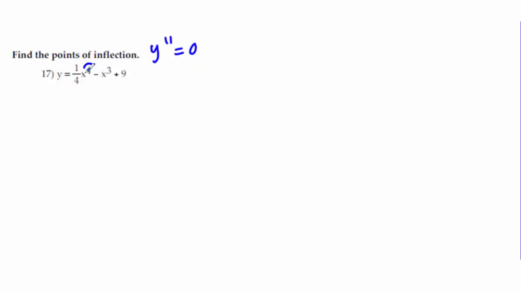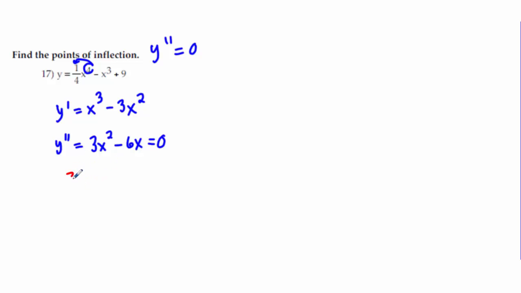If I take the derivative of this, if I do 4 times a fourth, I get 1. So this is just x cubed, then minus 3x squared. That's my first derivative. The second derivative would be 3x squared minus 6x. I'm going to set that equal to 0 and solve, which means I need to factor. So I'd take out a 3x and get x minus 2. Set each part of that equal to 0 and get 0 and 2.